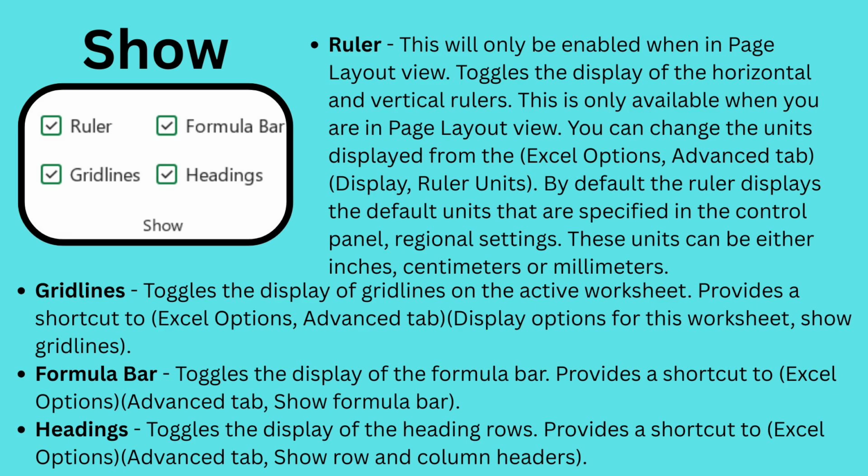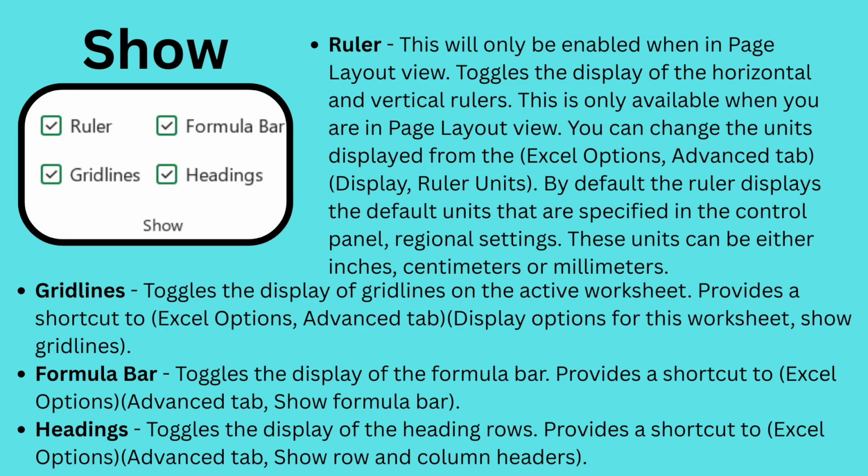By default, the ruler displays the default unit that is specified in Control Panel regional settings. This unit can be either inches, centimeters or millimeters. Gridlines. Toggle the display of gridlines on the active worksheet. Provides a shortcut to Excel Options Advanced tab, Display options for this worksheet, show gridlines.